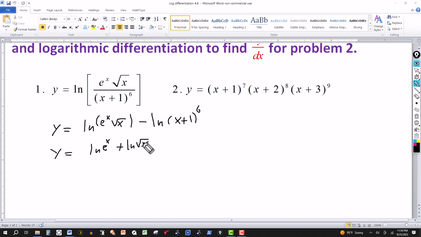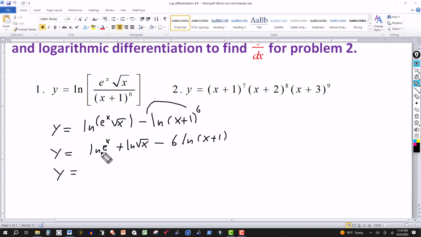Now I haven't taken the derivative yet. I'm just simplifying here. For the second one, I have minus the natural log, I have this to the 6th power here. The property of logs allows me to bring this exponent out to the front as a coefficient. So this will be 6 ln of x plus 1. Then I keep going here again. Haven't taken a derivative yet. Now this one I can simplify.